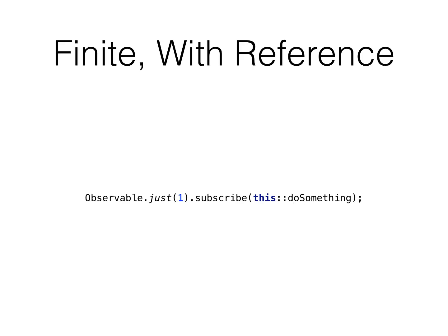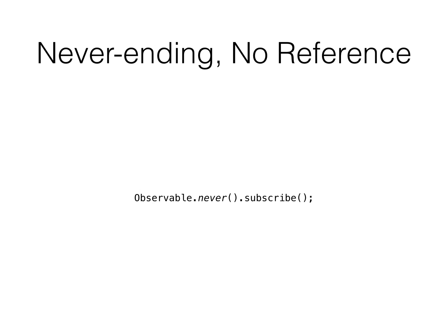So to go through a few examples, this is a finite observable, but it does have a reference to this. But I wouldn't worry so much about a memory leak here because it's just going to emit 1 and call it a day. It's very quick. So that's not a big candidate for memory leaks. This one never ends. Like observable.never, literally it just does nothing. It's pretty much a no-op. It's used for testing most of the time. But it has no reference to anything, so it's not really worrisome. Like you call this line of code and it'll just do nothing, and you've wasted your own time.